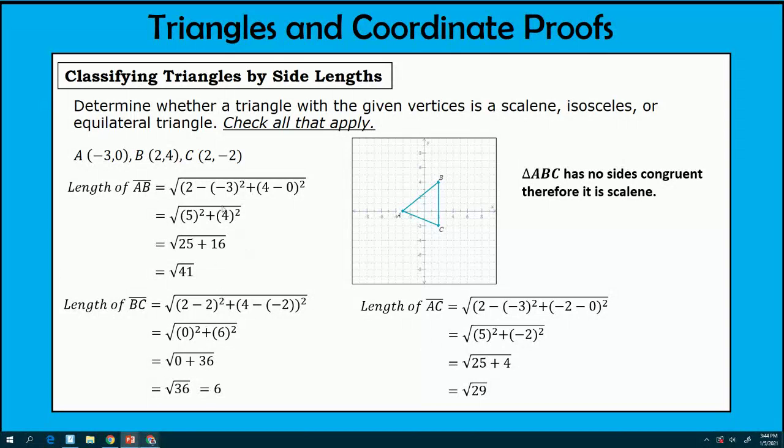So that's the process. So this is the work you need to do. All right. So you have to support your answers. You have to show how you know what you know. That's why it's called a coordinate proof. The proof is the distance formula, or finding the slopes to prove things are perpendicular or not. That's the proof part.